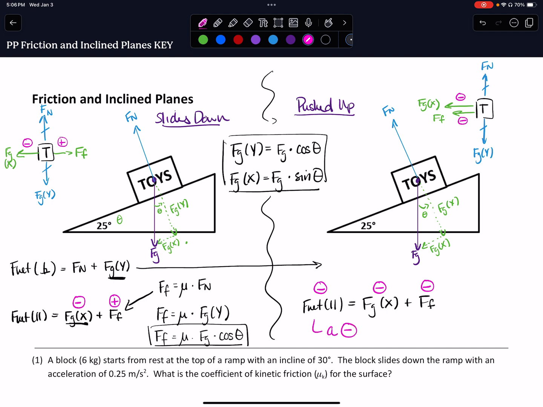So again, you're going to need to keep in mind what the frictional force stands for in this case. It's going to be the coefficient times the normal force, and the normal force is opposing the y component of gravity, not Fg by itself. If you use Fg, you're going to miss these problems. So you have to remember these two formulas.